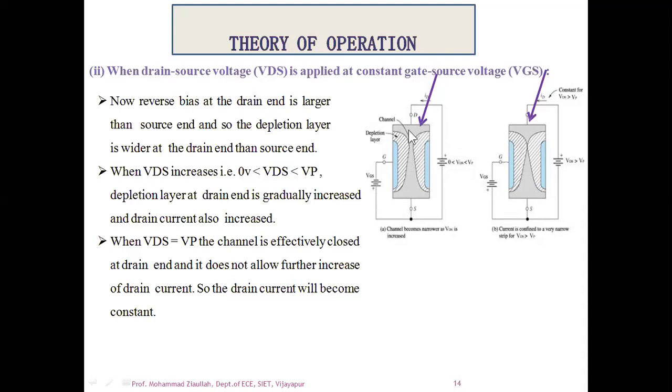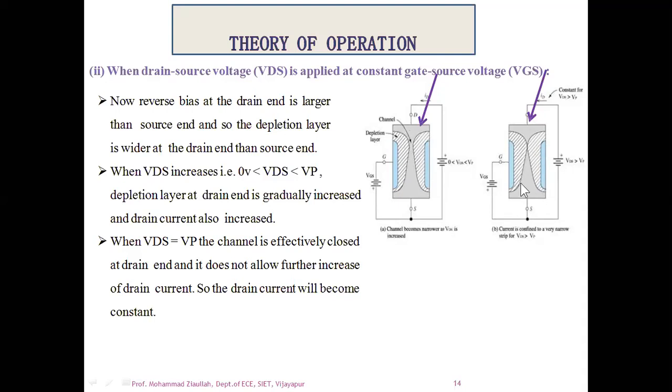The first condition is when your VDS is applied, which is greater than zero voltage, your depletion layer gets wider, and a small amount of charge will flow. Similarly, in the second case, if you increase your VDS value, there is a possibility that these two depletion layers will meet at one point where there is no flow of charge or no flow of current.